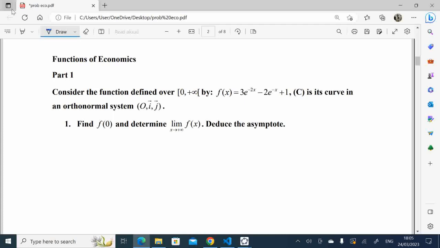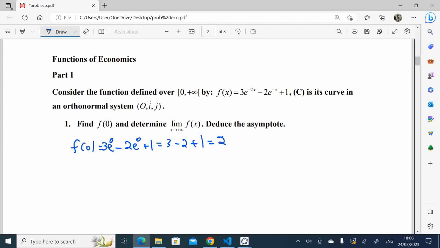Let us first find f of 0. What is f of 0? Substitute 0 instead of x, we get 3e^0 minus 2e^0 plus 1, which means it's 3 minus 2 plus 1, so the answer is 2.